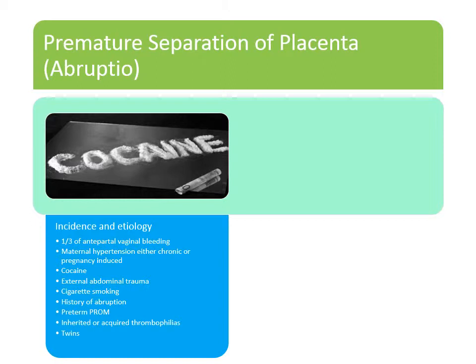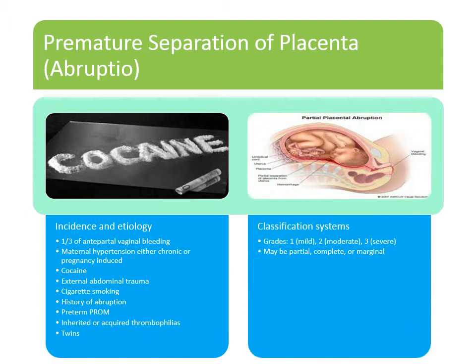Not a good idea. Other causes include abdominal trauma, usually from an MVA or battering, smoking, previous history of abruption, preterm prolonged rupture of membranes, inherited or acquired thrombophilias, and a twin gestation. Classification of abruption is based on grade 1 mild, grade 2 moderate, and grade 3 severe. The abruption can be partial, complete, or marginal.